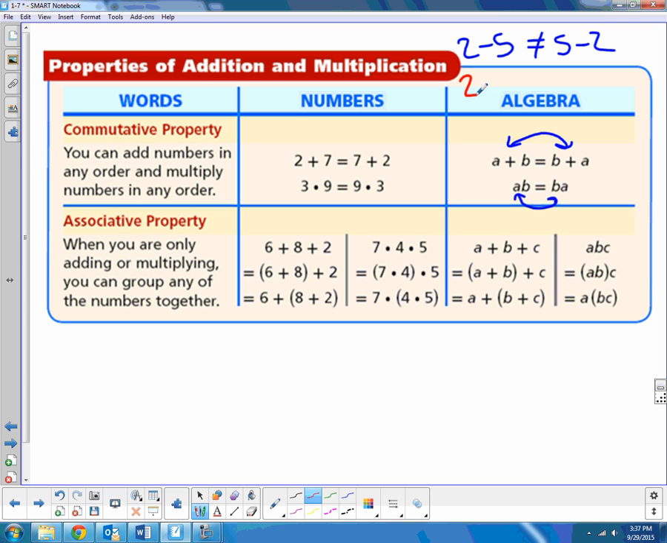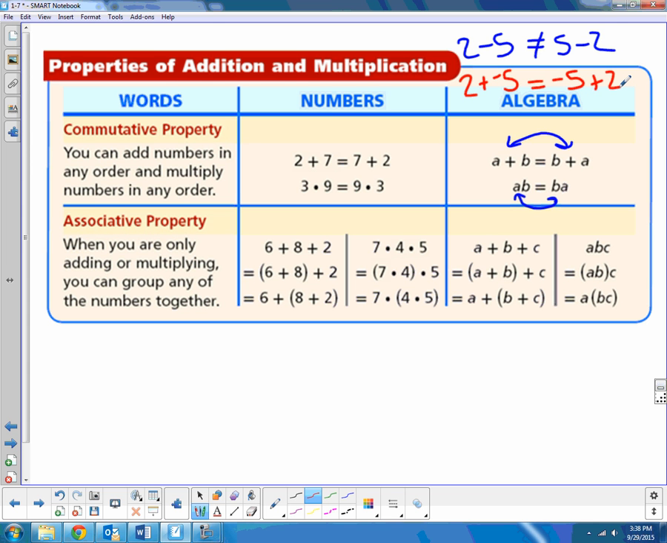Instead of 2 minus 5, let's make it 2 plus negative 5. 2 plus negative 5, that I can flip-flop around. I can't say that 2 minus 5 is equal to 5 minus 2. That is definitely incorrect. I can't do that. But 2 plus negative 5, that's the same as negative 5 plus 2.